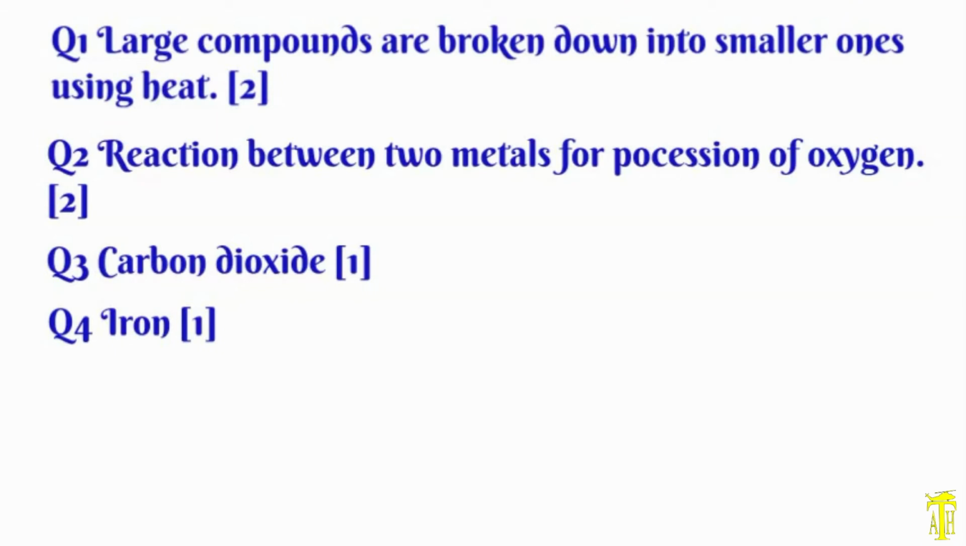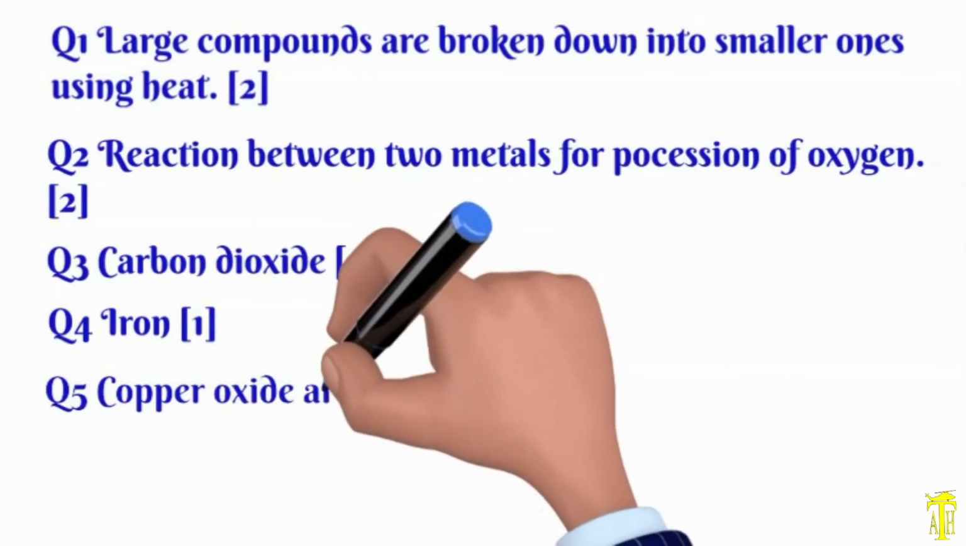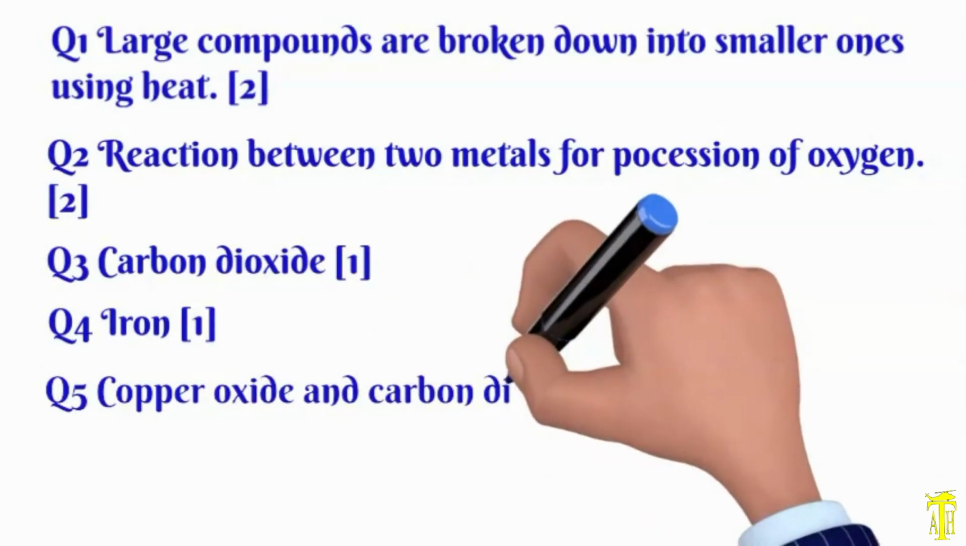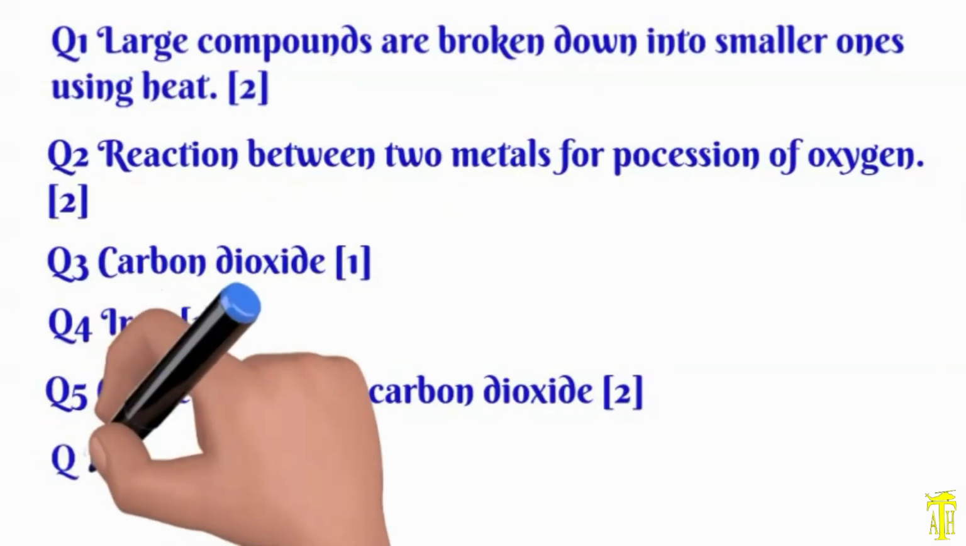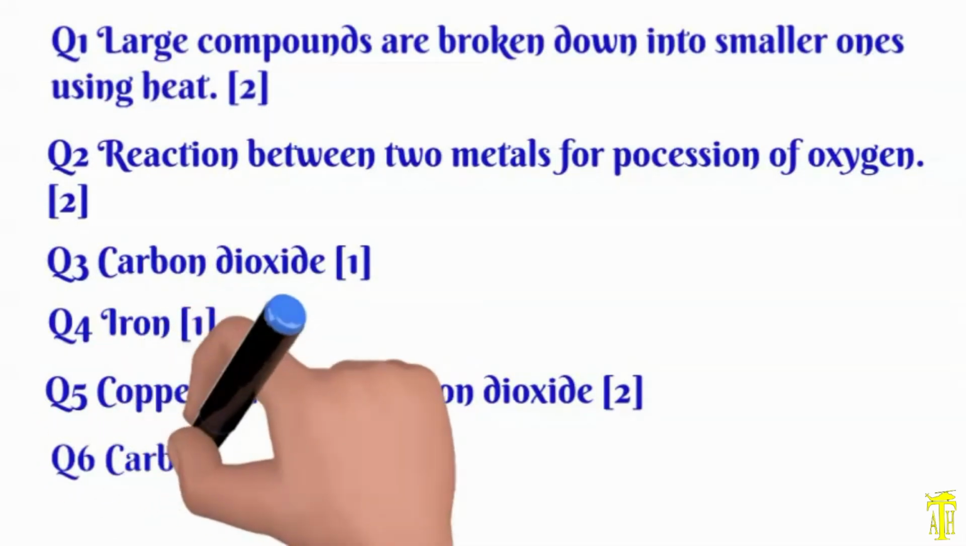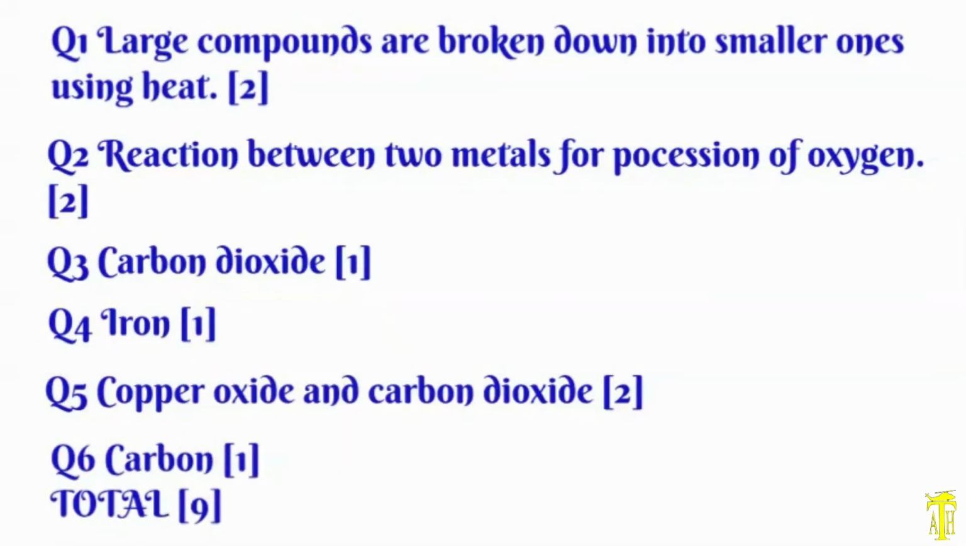Question 5. What are the products of the thermal decomposition reaction of copper carbonate? So copper carbonate breaks down into copper oxide and carbon dioxide. So 2 marks, 1 for each there. Question 6. Which is more reactive, iron or carbon? Well, we use carbon to take the oxygen away from iron oxide. So carbon is more reactive because it ends up with the oxygen. So 2 marks there.